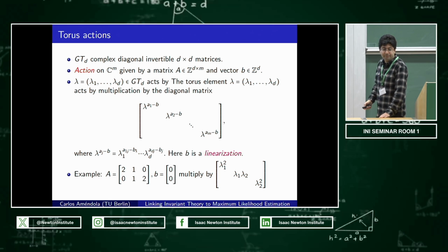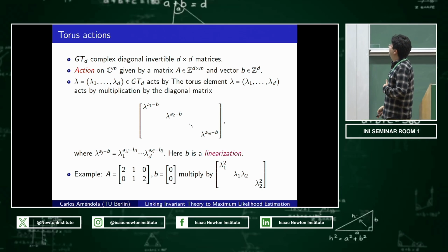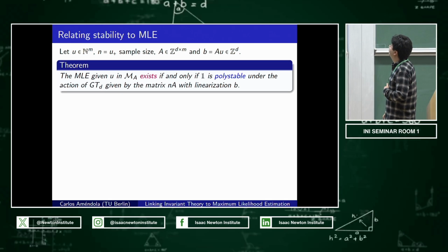So what is the role of B? I don't get it. Oh yeah, so B will modify the action here. It will come in the theorem. That's why we need it. I'll show you in the next theorem.